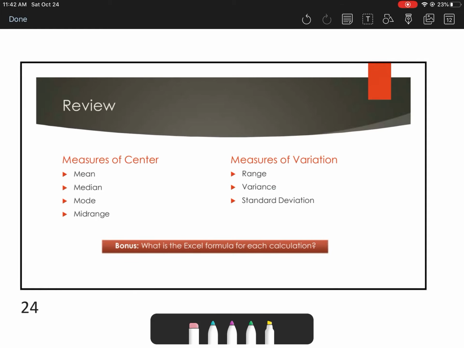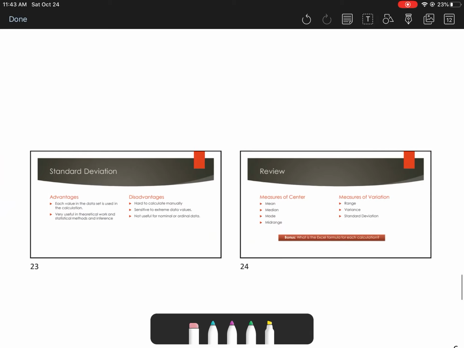So just to review, the measures of center were our mean, median, mode, and mid-range, and measures of variance are our range, variance, and standard deviation. Bonus: what is the Excel formula for each calculation? We're going to go over that when we do a few examples in Excel in just a second.